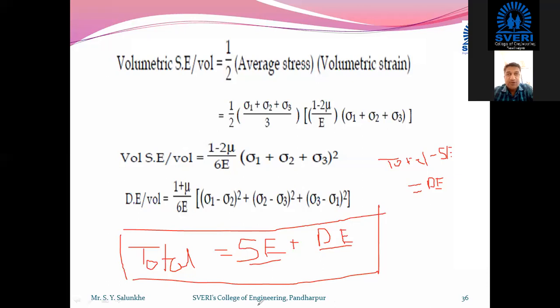मग ती कॅल्क्युलेट करू शकतो. टोटल एनर्जी पण कॅल्क्युलेट करू शकतो आपण. टोटल एनर्जी प्रेझेंट इन द मटेरियल. So just subtract the strain energy from the total energy. That will be the distortion energy. Okay. So that we are going to do.